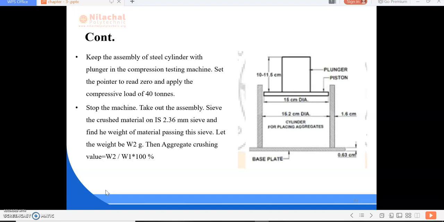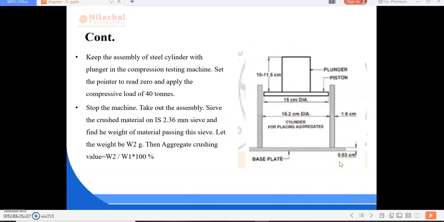The same procedure we have to follow as in the impact test, but there we apply impact load, whereas here we are applying compressive load, about 40 tons over it. This is a horizontal plate and this is the total setup for the aggregate crushing strength test.